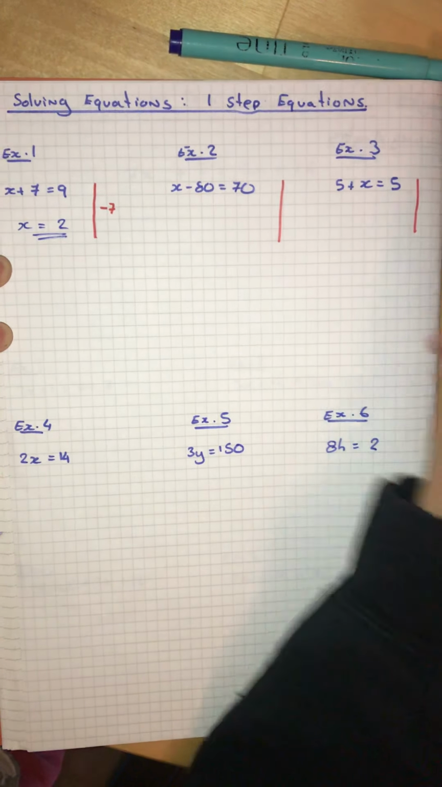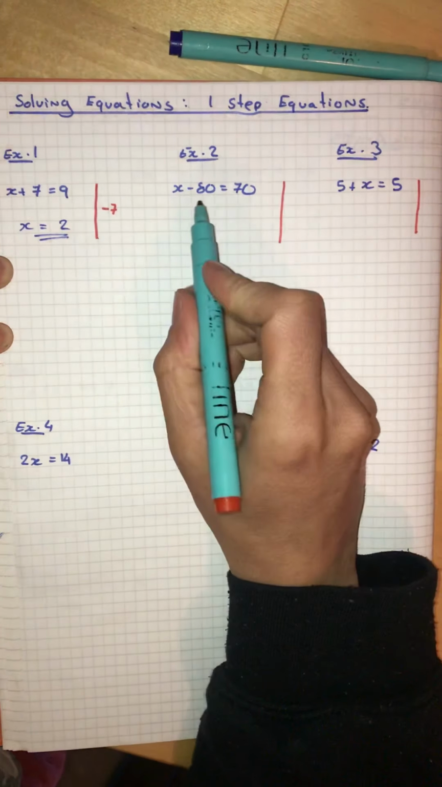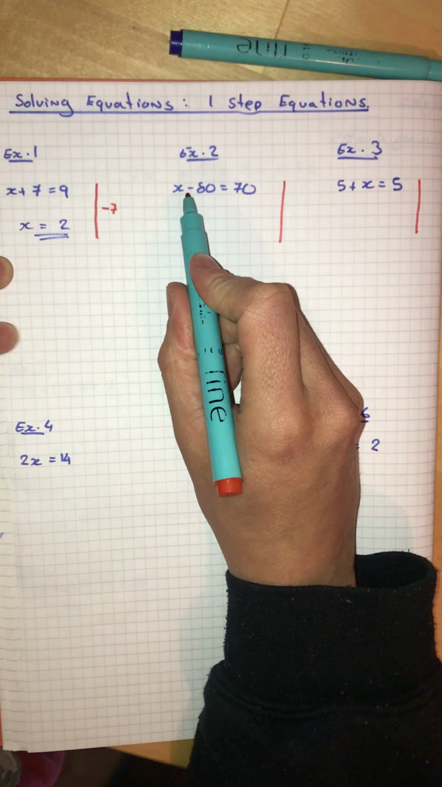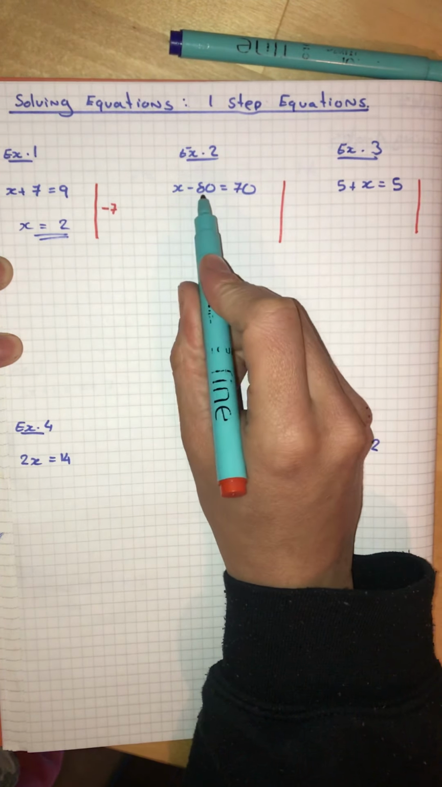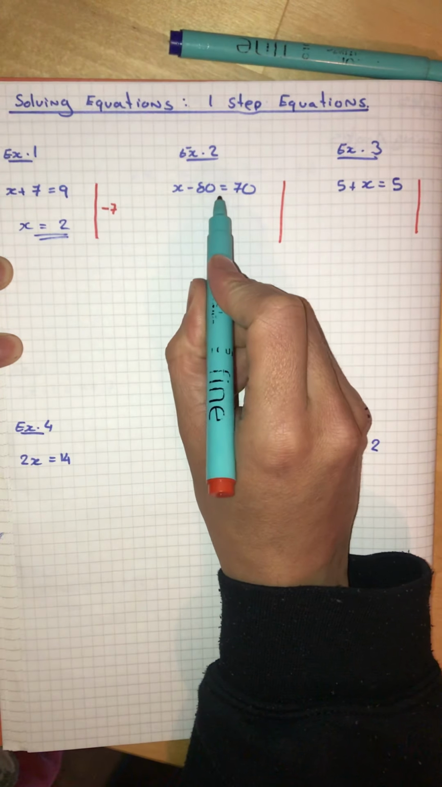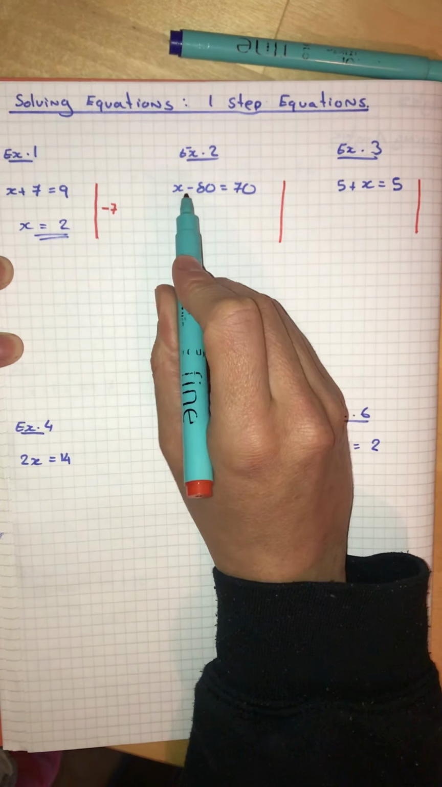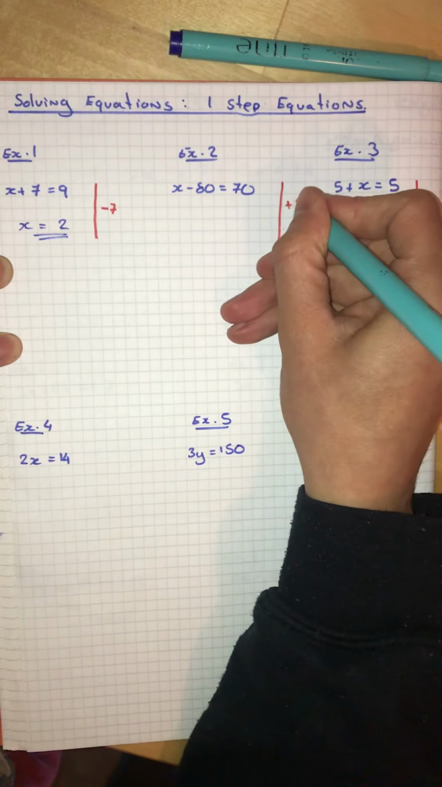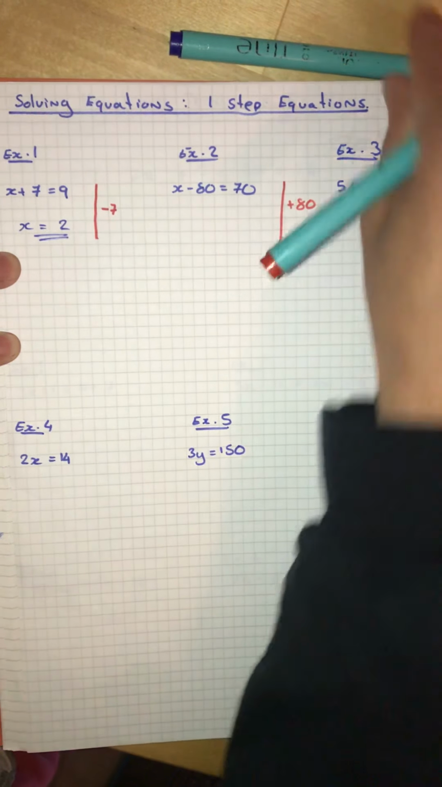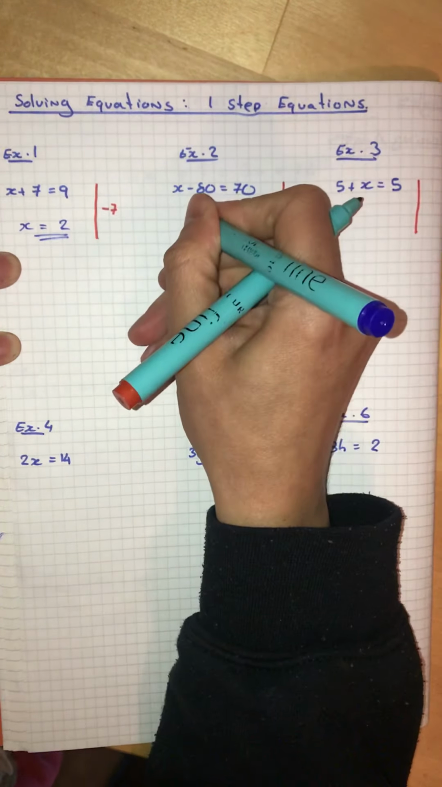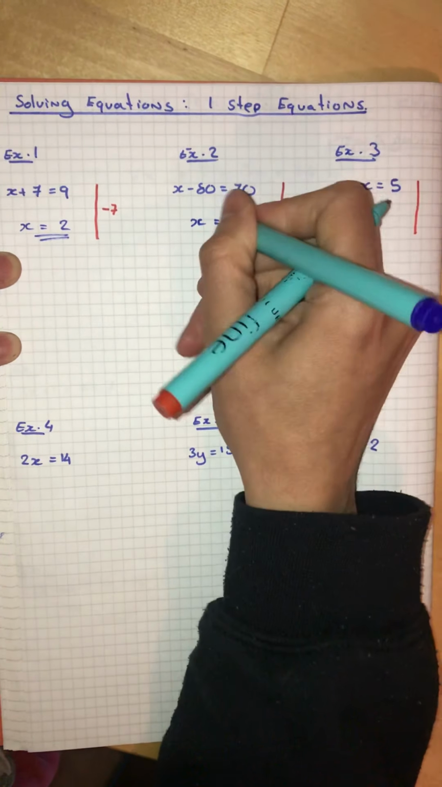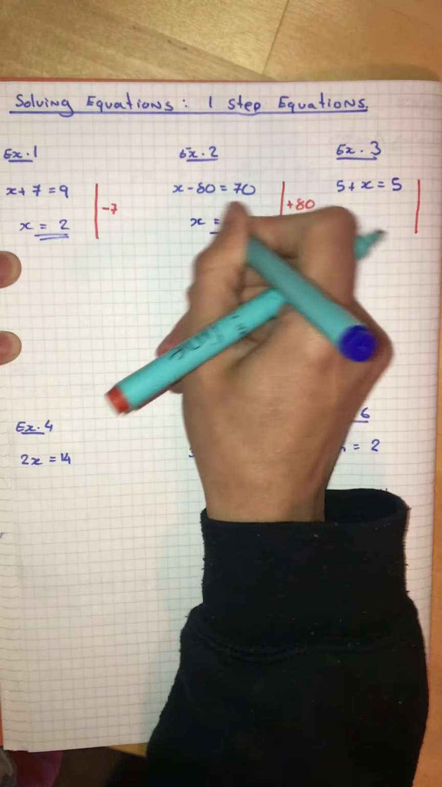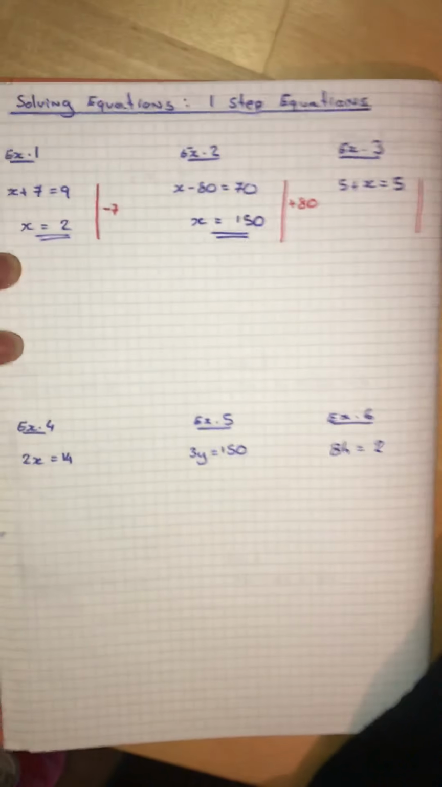So we can fill them in. What I want to do is again make sure x is on its own, but making sure that we keep the equation balanced. So this is x minus 80 equals 70. To get x on its own, we're going to add 80 to both sides. That's going to leave us with x on its own, and 70 plus 80 is 150.